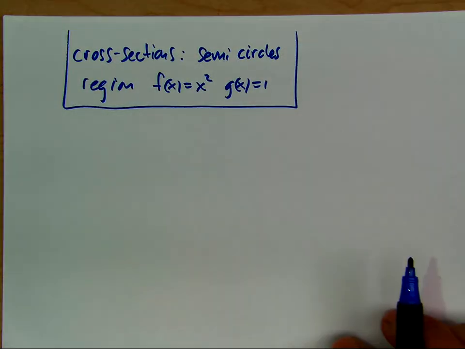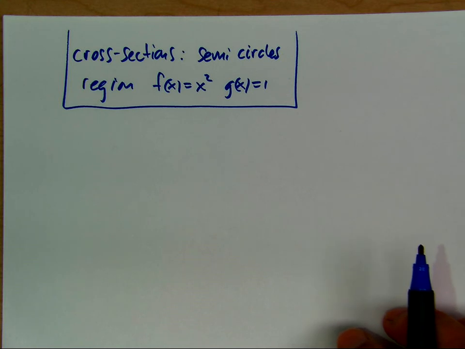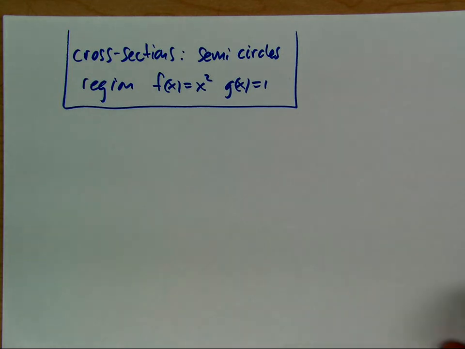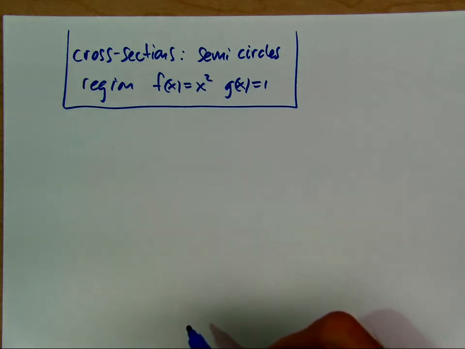All right, and so this will be the last example. We went over squares, rectangles, and semicircles, but then the other common cross-section is a triangle, and you can have all the different types of triangles. Okay, so pause the video and try this one.